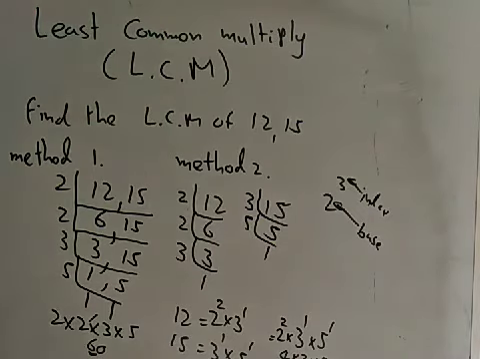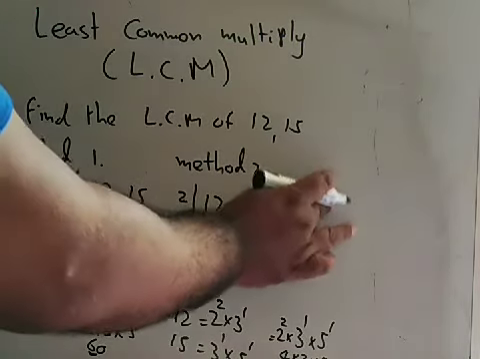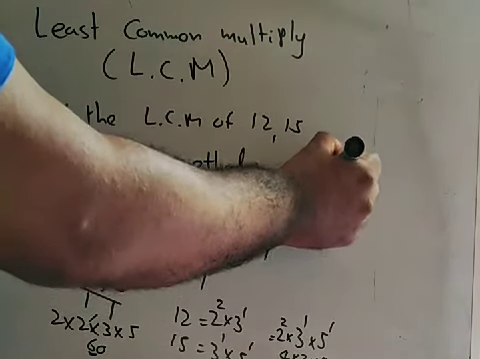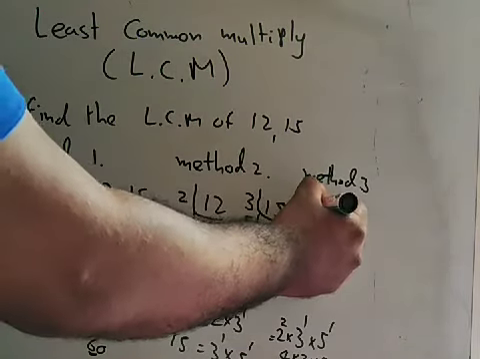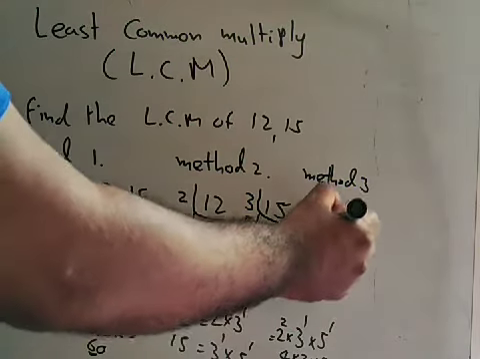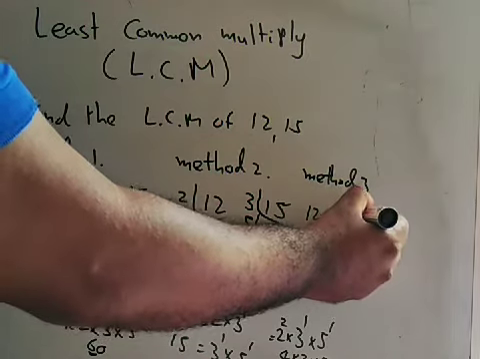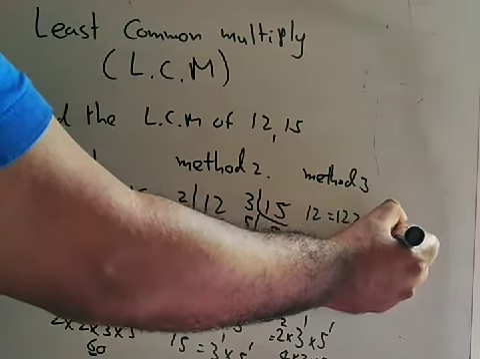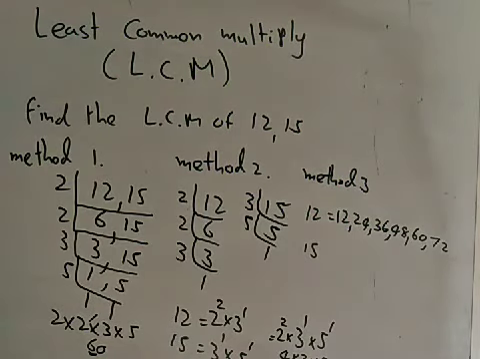Method 3. The third method: 12 and 15, multiples. What are the first multiples of 12? The first ones are 12, 24, 36, 48, 60, 72. These are the multiples of 12.